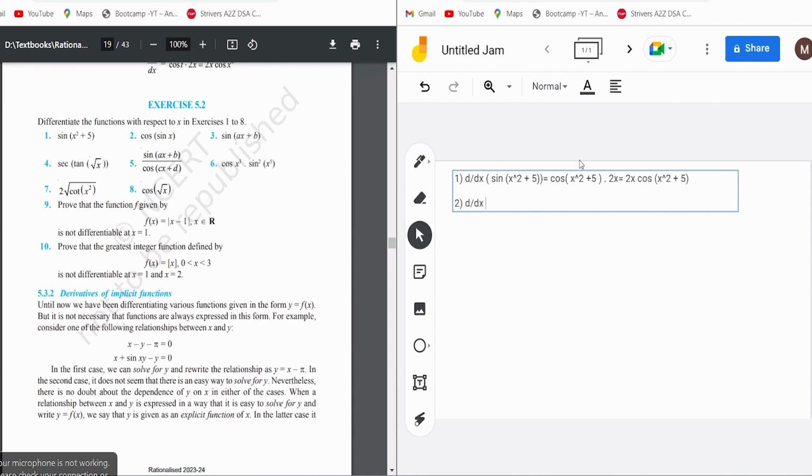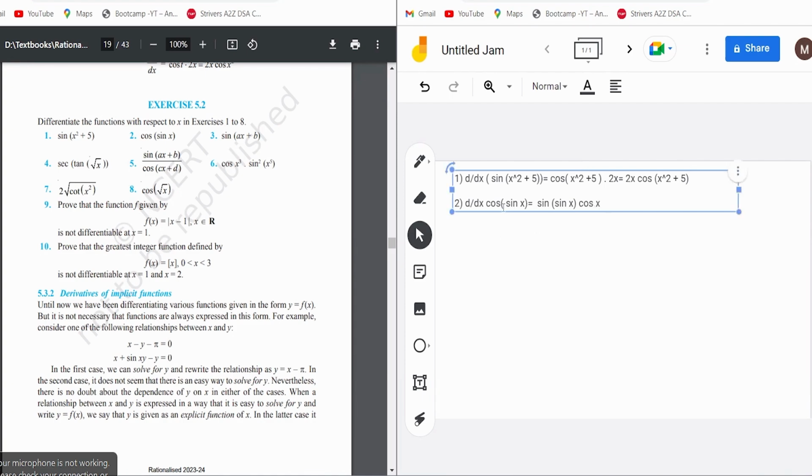Firstly, differentiate the outer part, then the inner part. Nothing else you have to do. Cos of sin x. So this is nothing but differentiation of firstly cos x. What is the differentiation of cos x? Sin x. So sin of sin x. Then the differentiation of the inner part, which is differentiation of sin x. Differentiation of sin x is cos x.